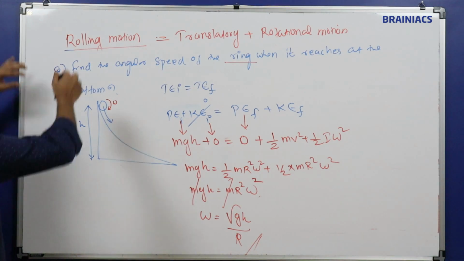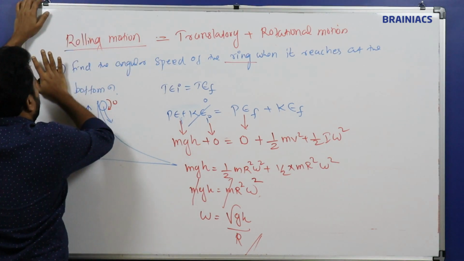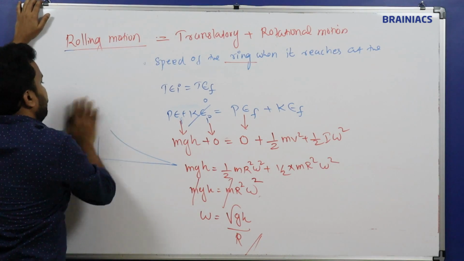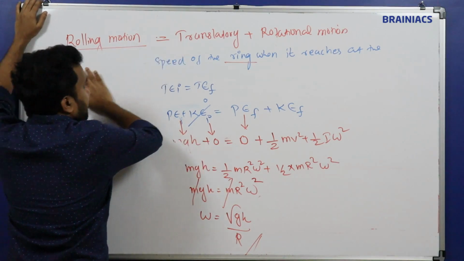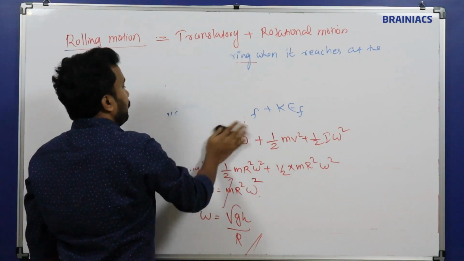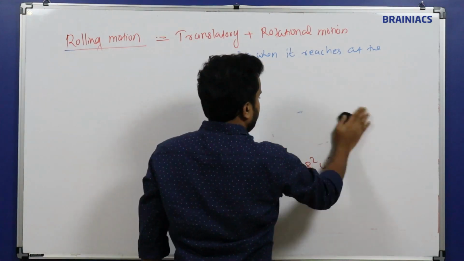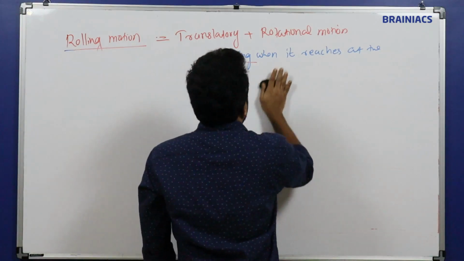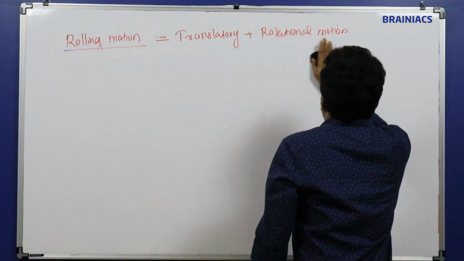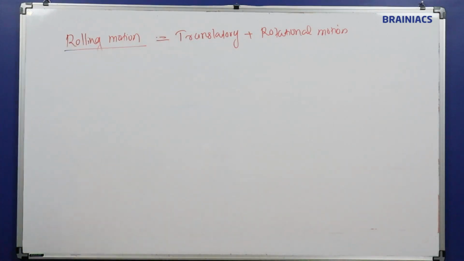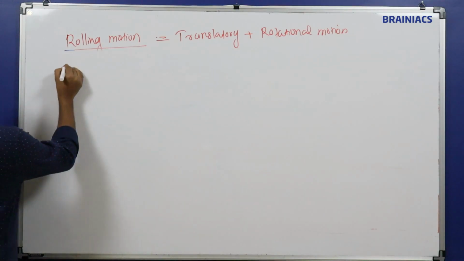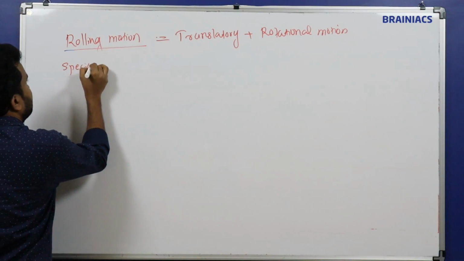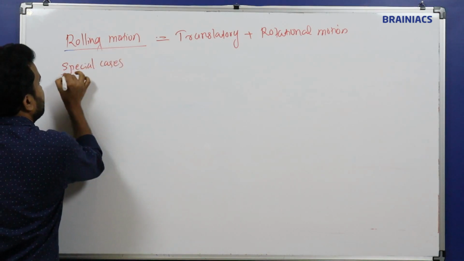Okay, so let's go to some key points. You can just make a note of some points. We are going to write a few bullet points based on some conditions, or we'll split them into small headings. We'll write some special cases. Special cases are important.